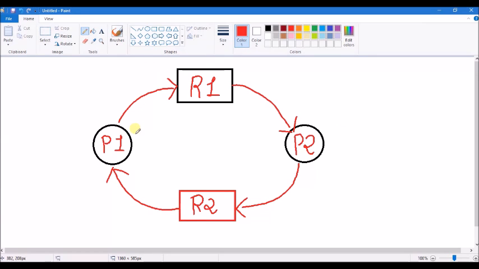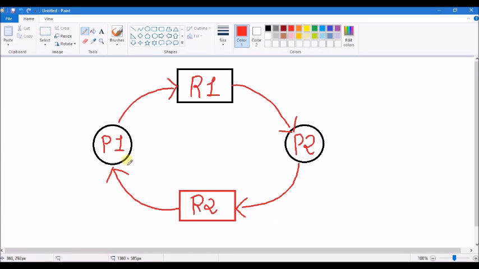But our goal is not only to find the cycle, but to find the cycle using minimum space and minimum time, right? So our main aim is to find the cycle but using minimum time complexity as well as space complexity.